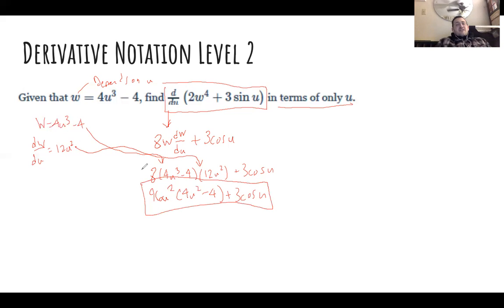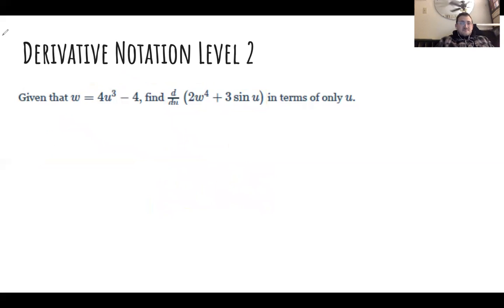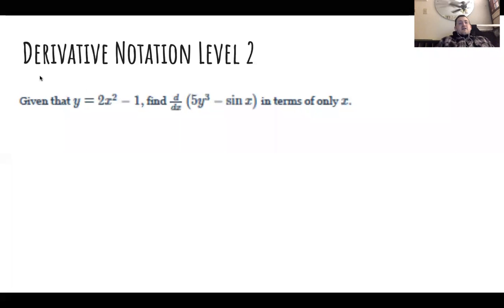Now, if you felt a little confused about this example, we're going to do another one, and I want you to take note of the pattern here. It will be a very similar one to this. All right. Now, this one is just in terms of x's and y's. Our goal is to get it in terms of only x. So what I would do here is I have the equation for y, and then I have dy dx, and that's just going to be 4x.